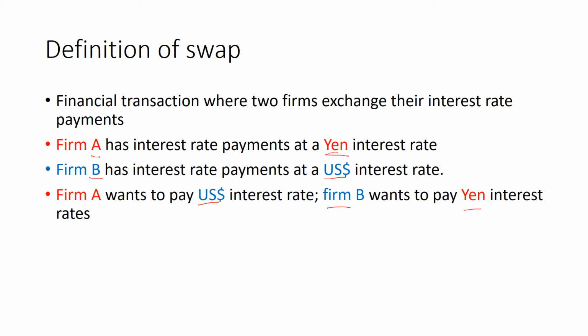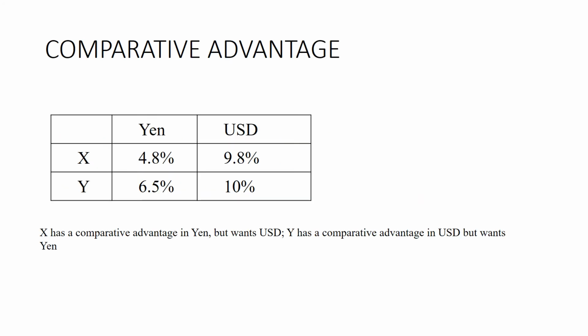You might be wondering now, why don't they get the loan in the currency they want? Because if firm A wants to pay a dollar interest rate, why is it going to pay yen interest rates? That's where the issue of comparative advantage comes in. In this table you see the interest rates that each company would pay if it borrowed in yen or in dollar.